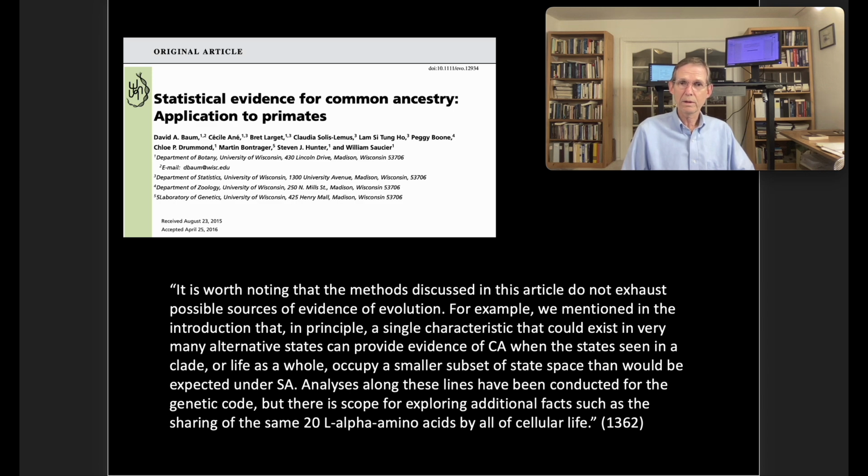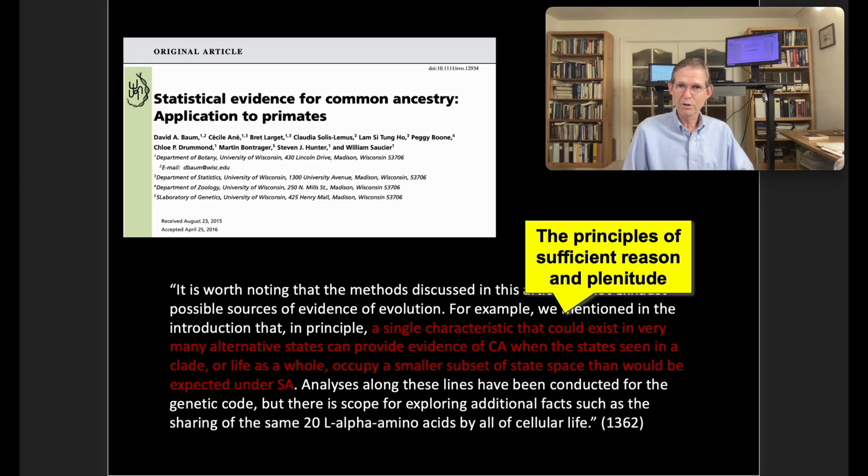Let's have a look. It is worth noting that the methods discussed in this article do not exhaust possible sources of evidence for evolution. For example, we mentioned in the introduction that in principle a single character that could exist in very many alternative states can provide evidence of common ancestry when the states seen in a clade or life as a whole occupy a smaller subset of state space than would be expected under separate ancestry. Analysis along these lines have been conducted for the genetic code, but there is scope for exploring additional facts. This is exactly the principles of sufficient reason and plenitude. You could not write a more accurate description in today's literature of the principles of sufficient reason and plenitude, right there in David Baum 2016.